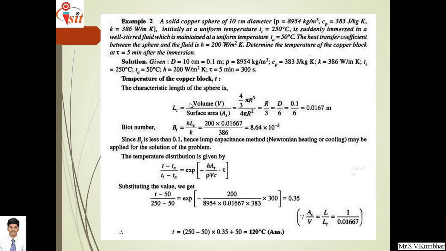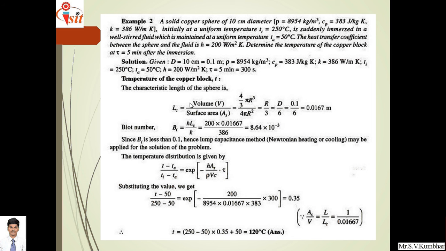A solid copper sphere of 10 centimeter diameter, rho is equal to 8954 kg per meter cube, Cp 383 joule per kg Kelvin, k is equal to 386 watt per meter Kelvin. Initially at a uniform temperature Ti equal to 250 degrees centigrade, it is suddenly immersed in a well stirred fluid which is maintained at a uniform temperature of 50 degrees centigrade. The heat transfer coefficient between sphere and the fluid h is equal to 200 watt per meter square Kelvin. Determine the temperature of the copper block after t equal to 5 minutes after immersion.